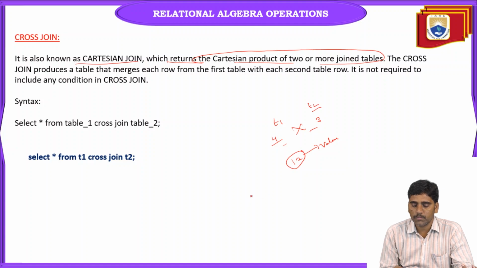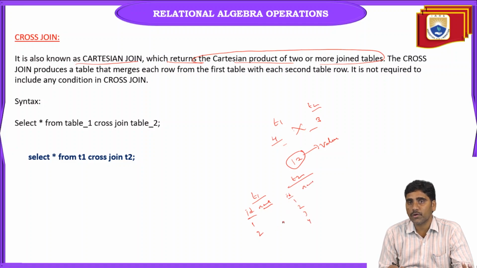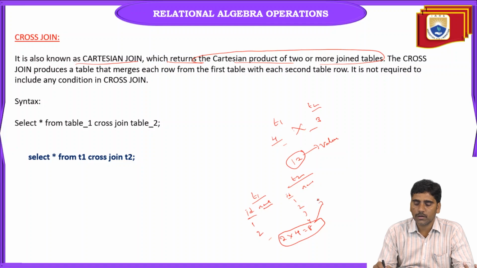That means if table 1 has id, name values 1, 2, and table 2 has values 1, 2, 3, 4, then the Cartesian product of these two tables is 2 into 4, that equals 8. So 8 values will be displayed. The cross join produces a table that merges each row from the first table with each row from the second table.